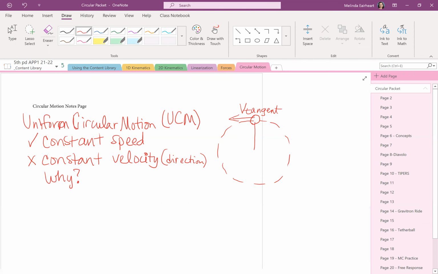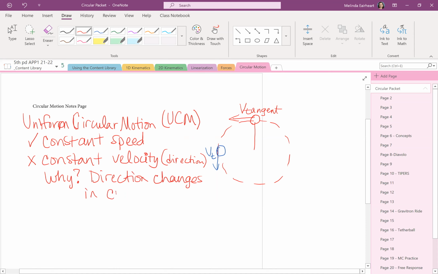And so for an object moving in a circle, why do we not say it has a constant velocity? What's happening is in a few seconds, it's going to be here and have a tangent velocity in a new direction. And so why not a constant velocity? Direction changes in circular motion. Okay, but you could hook it up to a motor, or do your best as a human, and you could have circular motion at constant speed, just not constant velocity.